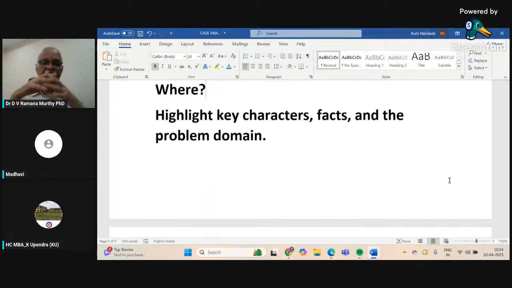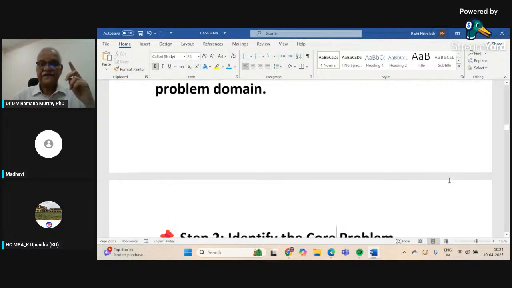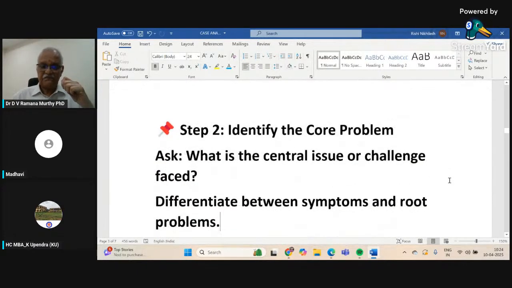So the next step is to identify and write down on a rough page. Highlight the key characters. Write down the facts of the case. And then, what is the problem domain? Unless you understand the problem domain clearly, your solutions will definitely go wrong.